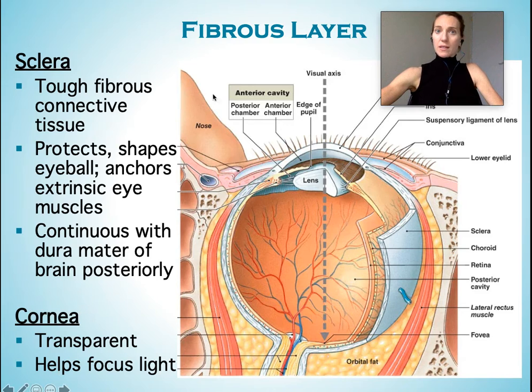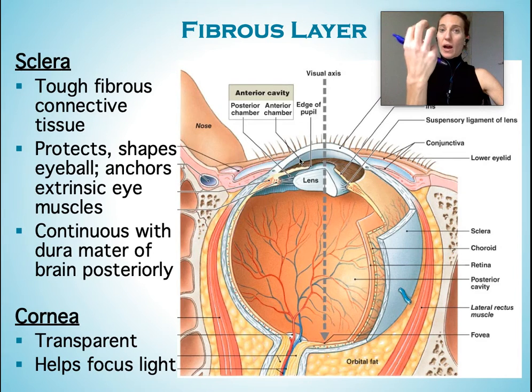The cornea is another piece of this fibrous layer. So the cornea is the most superficial layer of the eye. It's what we oftentimes scratch if we get something in our eye. We scratch our cornea. A key feature of the cornea is that it's transparent. Given that you have light coming in through the cornea, that's going to allow us to be able to direct and focus the light as well.